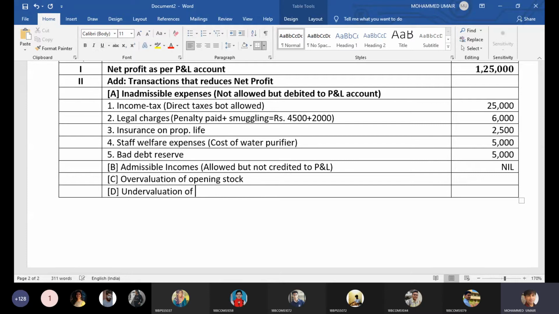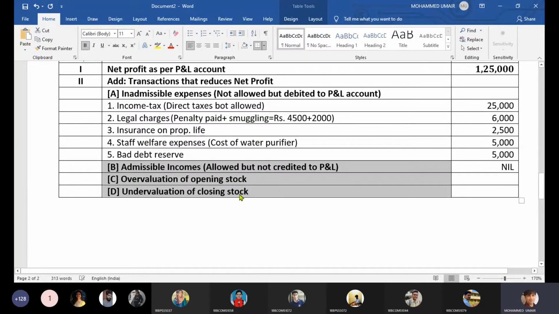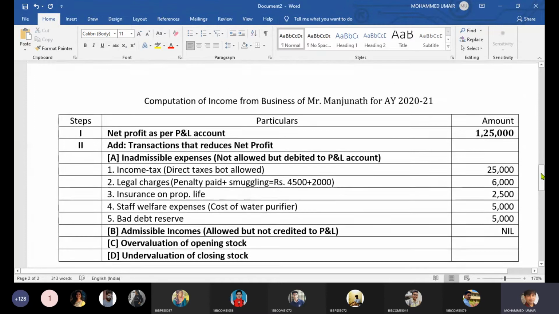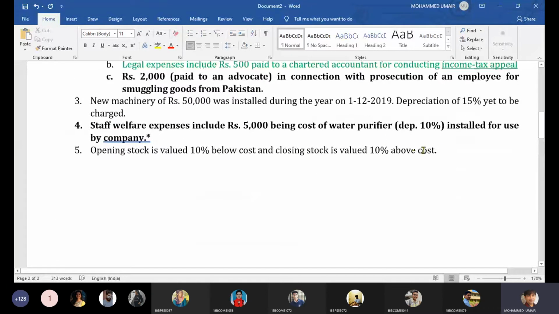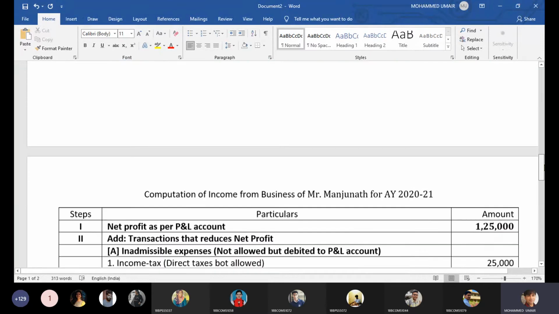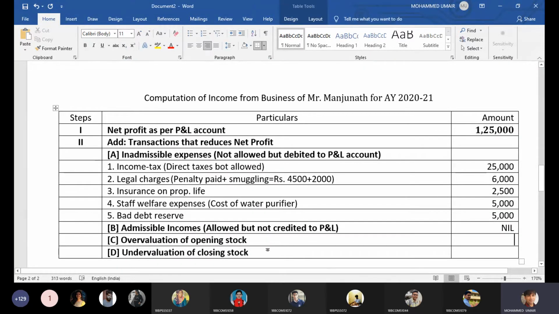So do we have any adjustments on opening stock? The answer is yes, there is an adjustment. So let's look at the adjustment. Here it is, the fourth one. Opening stock is valued 10% below cost and closing stock is valued 10% above cost. So when we say below cost, it means undervaluation of opening stock. So do we record undervaluation of opening stock here? The answer is no. We record overvaluation of opening stock here, not undervaluation.